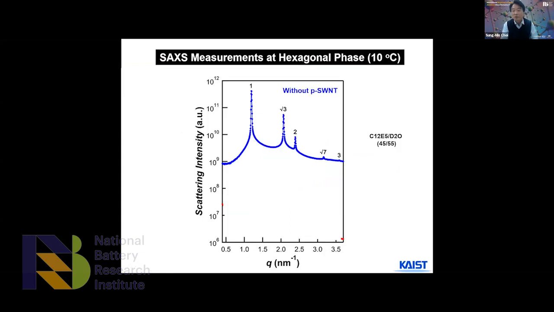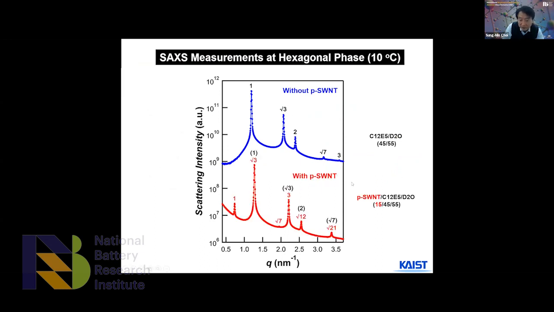So we performed the SAXS measurement without the nanotube included. Of course, we form a hexagonal phase with this symmetry. And then if we add nanotubes into the system, it looks very similar, but as you can see here, a new peak shows up as well. And it also has a specific relationship, 1 to square root of 3. These two peaks have this specific relationship. Okay, so what is the origin of this?